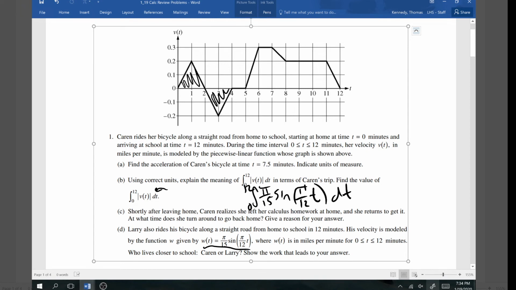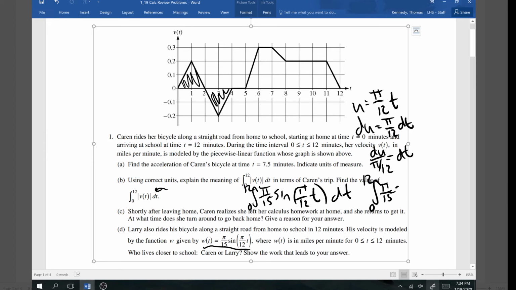One of the cool parts about this integral is that it's a u-substitution integral. My u would be pi over 12 t, and my du would be pi over 12 dt. And I have pi over 15, so I have to match those up. The easiest way to do that is to solve for dt. dt would be du over pi over 12. And then you just plug stuff back in. And this is actually an integral that is done by hand, which is kind of crazy.